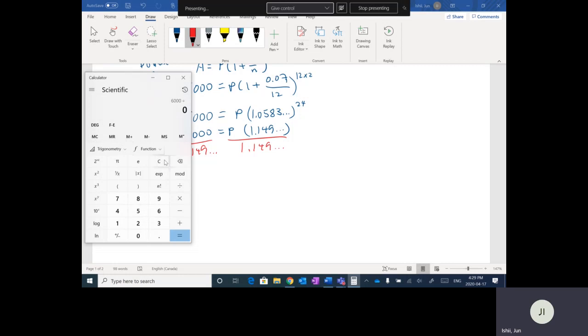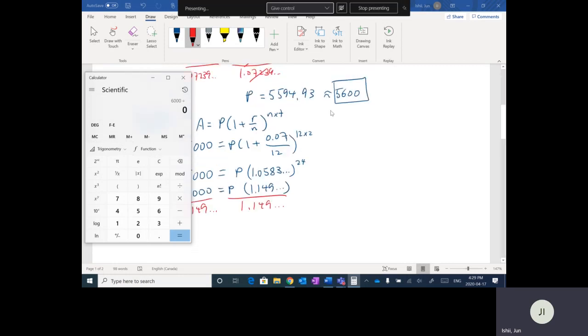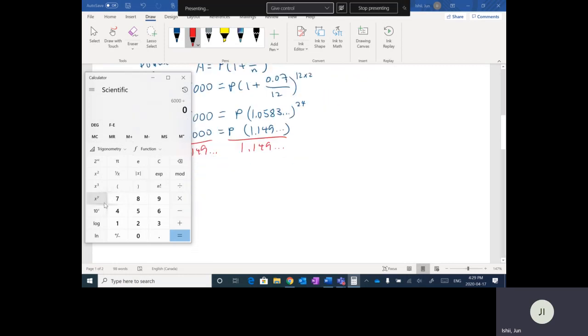You know what? I just realized that we're going to be rounding to the nearest $100. No, actually, you know what? I'm not going to take shortcuts. I'll do this again. So 1 plus 0.07 divided by 12, to the 24th power. Okay, so we got that number. And then, oh, that's right, I wanted to clear the memory before. So let's clear the memory and then add this in. There we go. This should work.